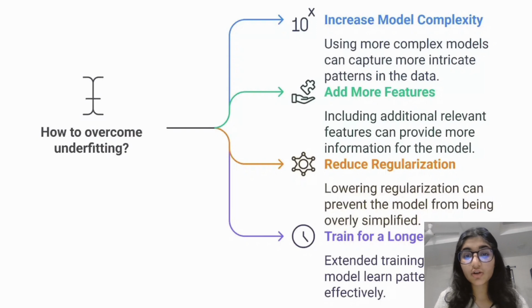Now, how to overcome underfitting? Increase model complexity, that is, using more complex models can capture more intricate patterns in the data. Add more features, that is, including additional relevant features can provide more information for the model. Reduce regularization, that is, lowering regularization can prevent the model from being overly simplified. And train for a longer time, that is, extended training can help the model learn patterns more efficiently.